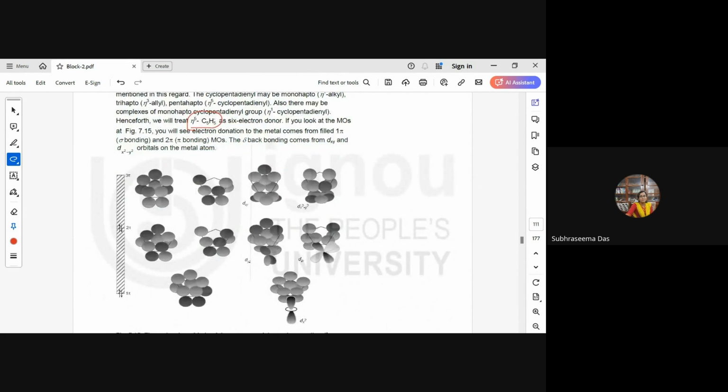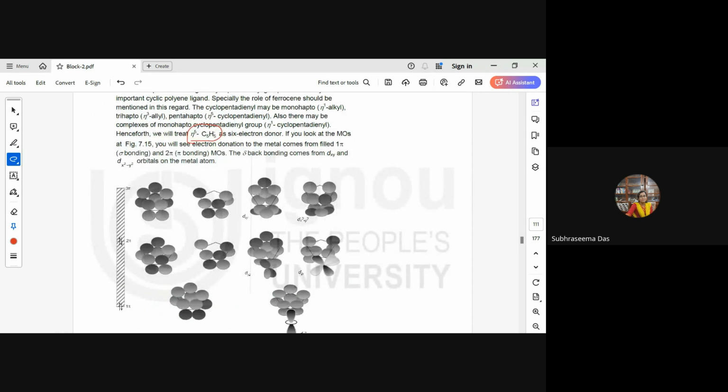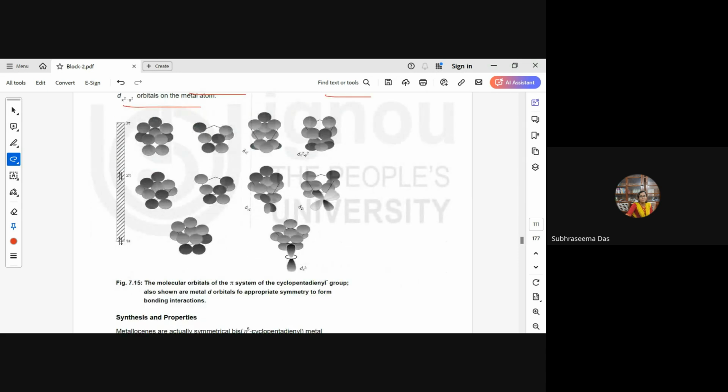So if you look at the molecular orbitals in figure 7.15, we can see that the electron donation to the metal comes from the filled pi orbitals, that is the sigma bonding and pi bonding MOs, and the back bonding comes from the dxy and dx square minus y square orbitals, as shown.